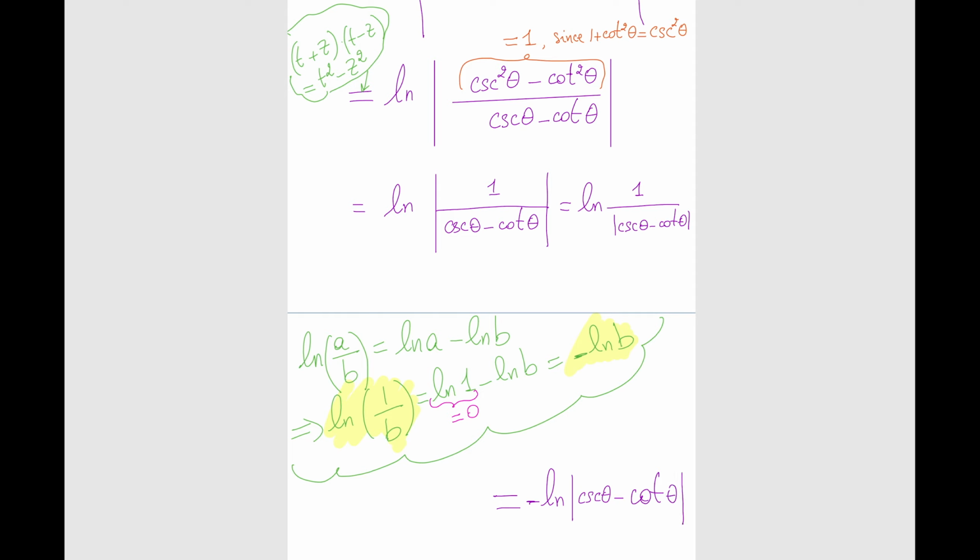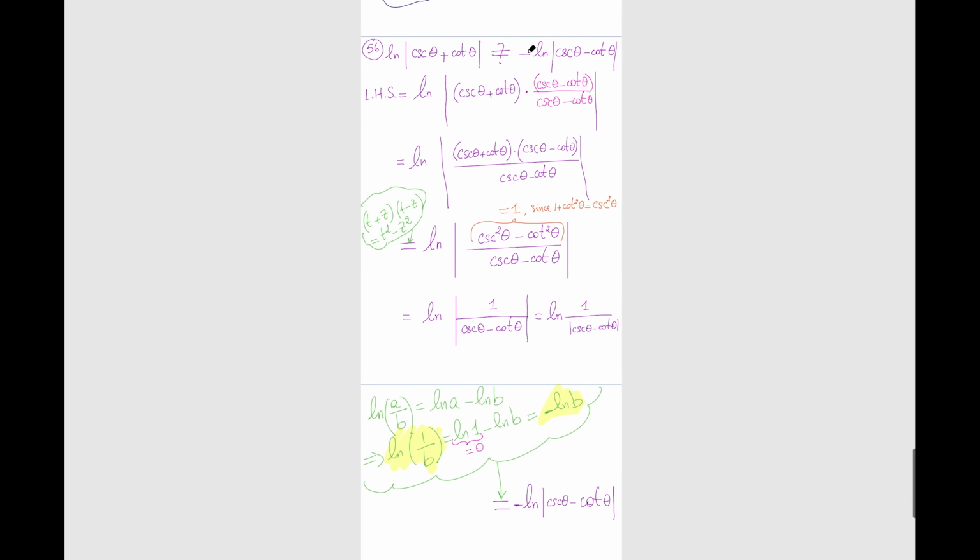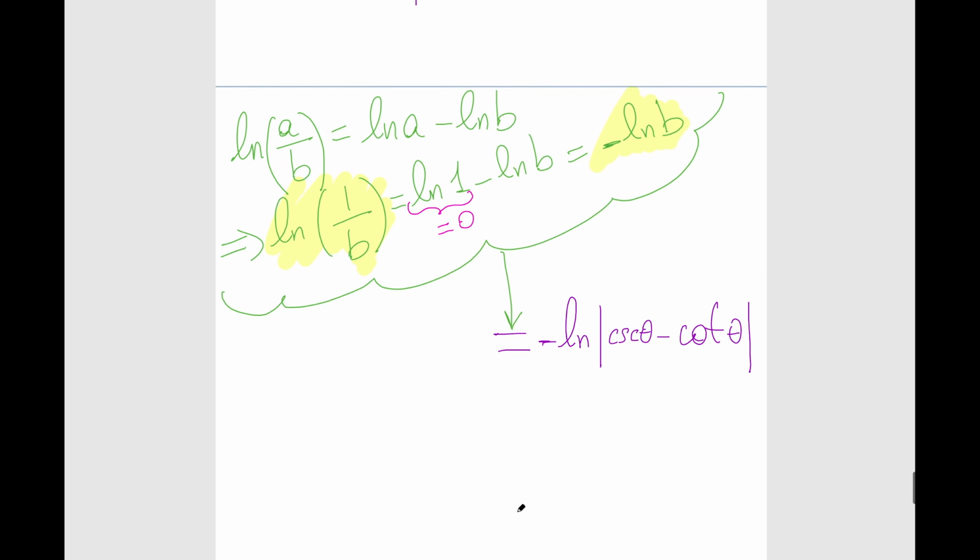And what did I use here? We used the writing in green. So this last step to connect this expression with this expression, I appealed to a property that I learned in a previous course, college algebra, let's say, to rewrite ln of 1 over b as negative ln of b. And that's the right-hand side, right? That's the right-hand side. So we're done. That shows the identity of 56.